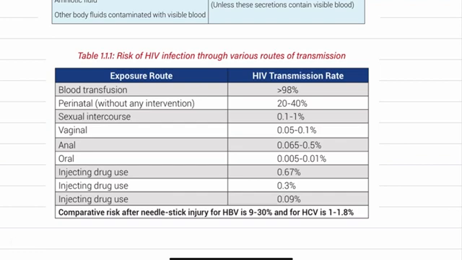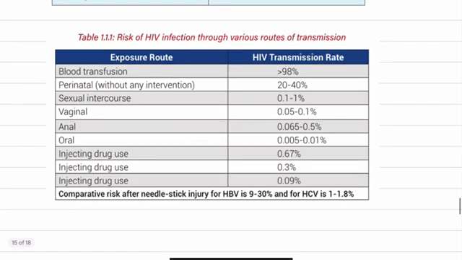What is the risk of HIV infection? The maximum risk is blood transfusion. Second is perinatal, from mother to child. After that it is sexual intercourse: vaginal is maximum, then anal, and oral is the least. And there is injection drug use, as you saw.